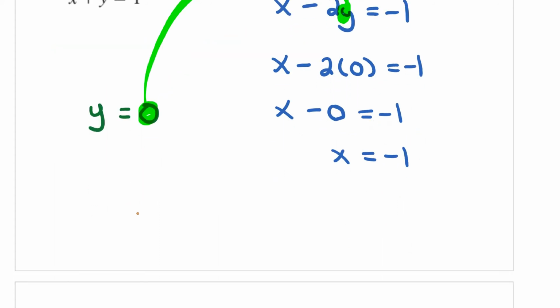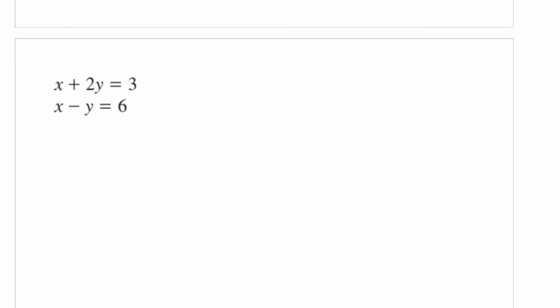So the final thing to do here is write your answer as a coordinate. So x has a value of negative 1 and y has a value of 0. So your answer is negative 1 comma 0. Okay, let's move on to the next one here.